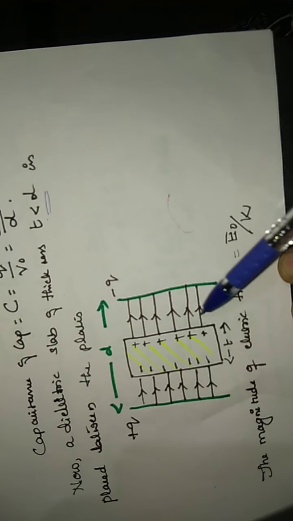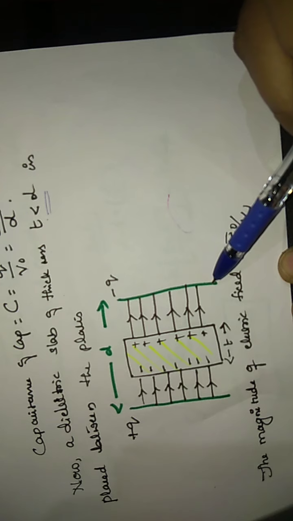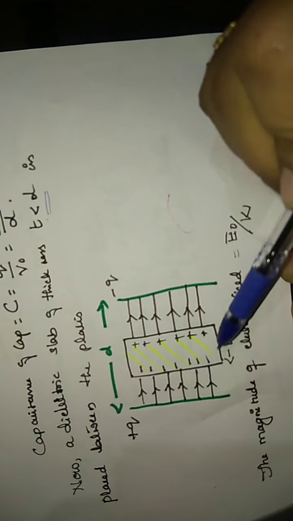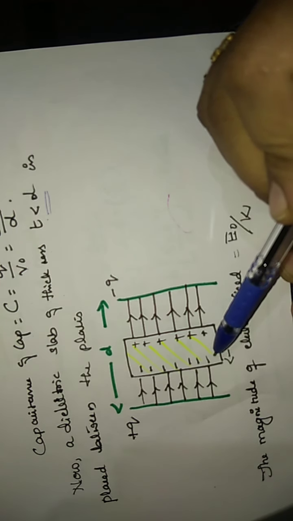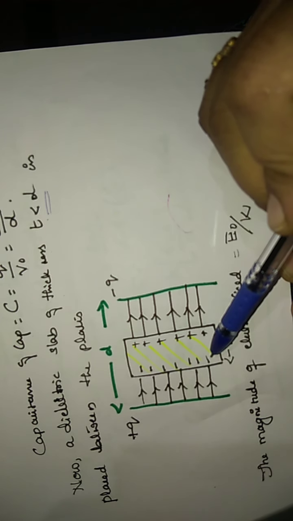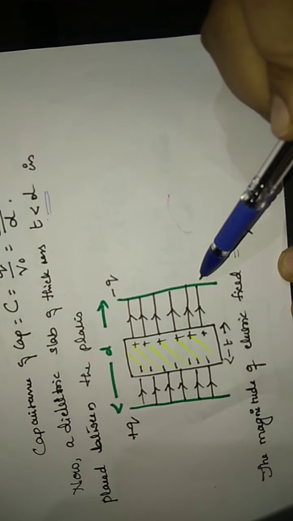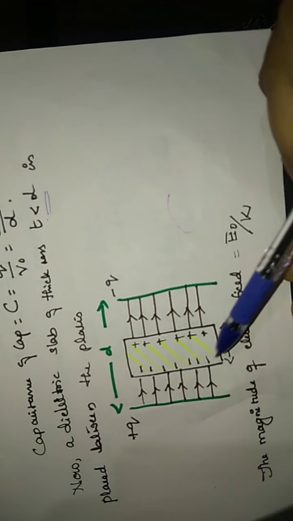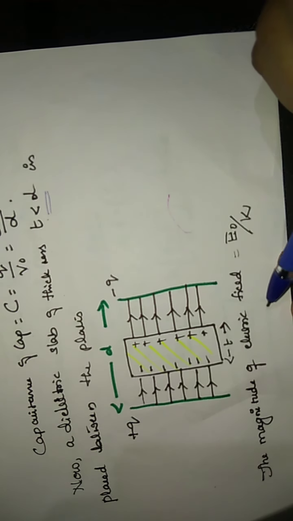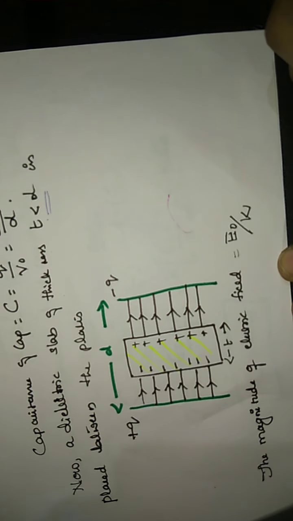So now what happens? This is the negatively charged plate, this is the positively charged plate. In dielectrics, the negative charges will get displaced towards the positive plate, whereas the positive charges will get displaced towards the negative plate. Hence a potential difference will get created inside the dielectric which opposes the external potential difference.